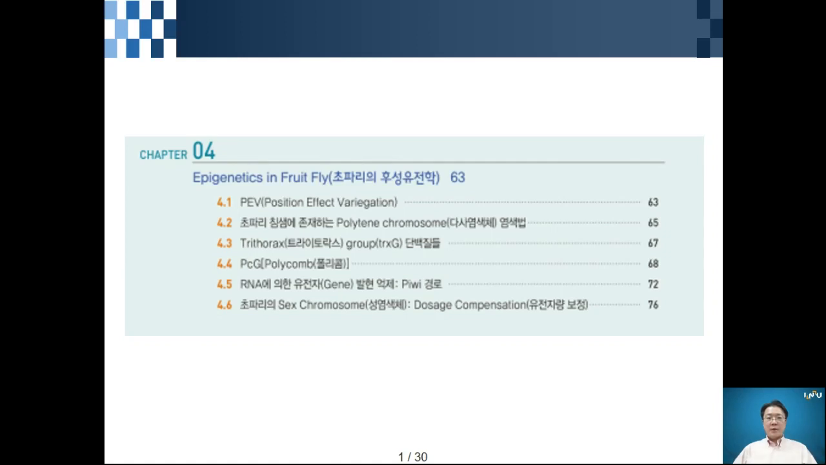So today we will learn chapter 4, epigenetics in fruit flies. Chapter 4 is comprised of 6 subjects, starting from position effect variegation, PEV, and also polytene chromosomes. And also we will learn the TrxG and PcG. After that we will learn about the piRNA pathway. Finally, we will learn the dosage compensation mechanism.